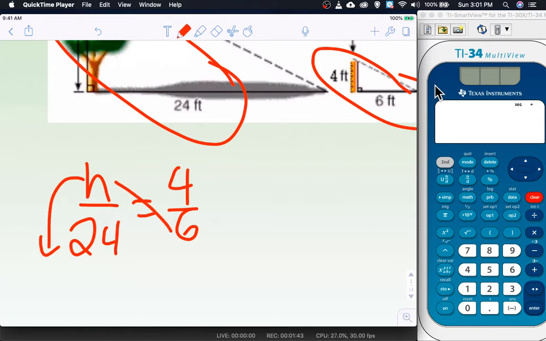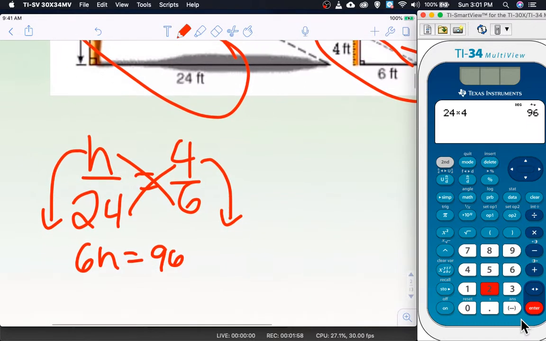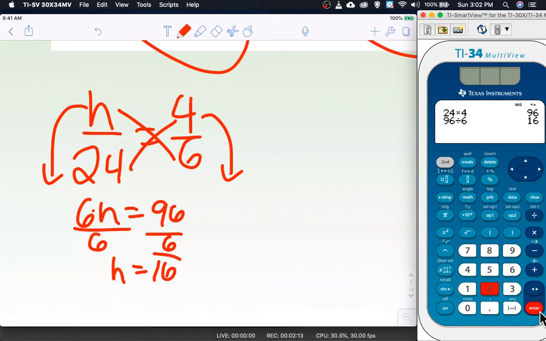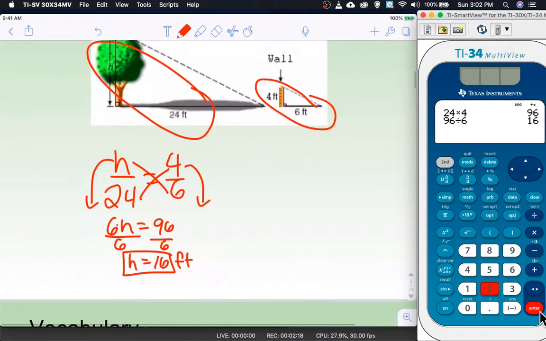If I took 6 times h, I get 6h. And I took 24 times 4, 24 times 4 is 96. And then to solve the equation, you would divide by 6 because that's a multiply. Divide by 6 on both sides, and h equals, let's see, 96 divided by 6 is 16. So we could say the height of that tree is 16 feet.